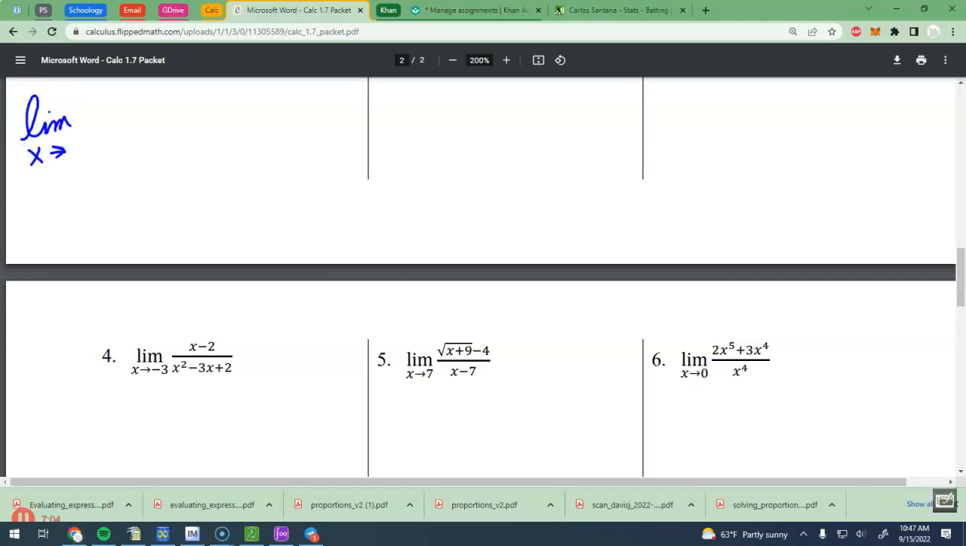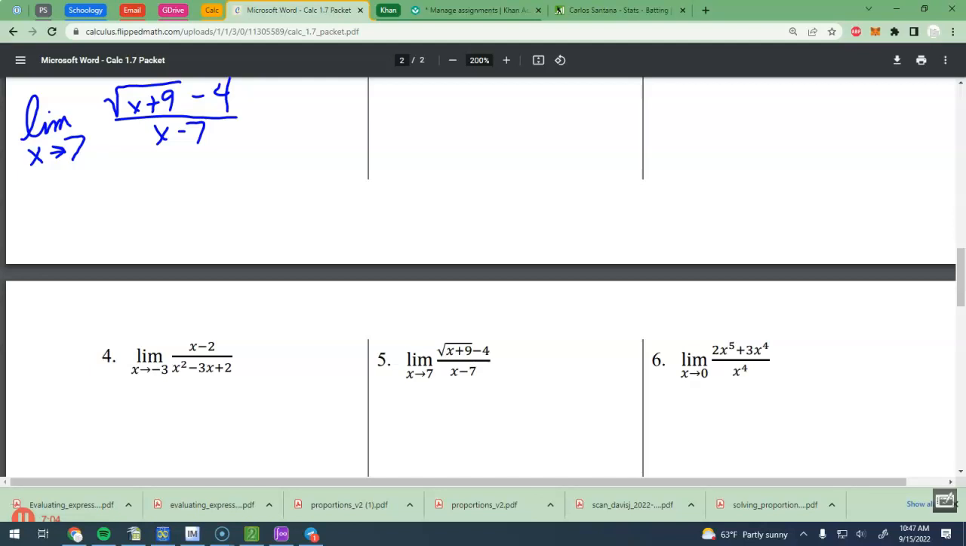Limit as x approaches 7 of the square root of x plus 9 minus 4 over x minus 7. So try and plug it in. This could be like a trap. You don't actually have to rationalize. But let's see. 7 plus 9 is 16. Root of 16 is 4, so 4 minus 4 is 0. So you will get 0 over 0 if I plug it in.